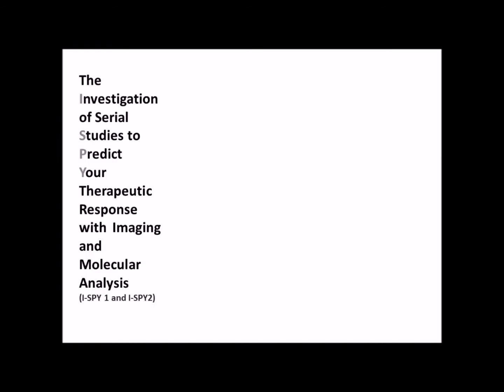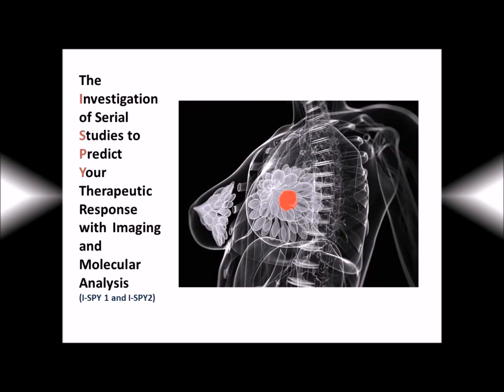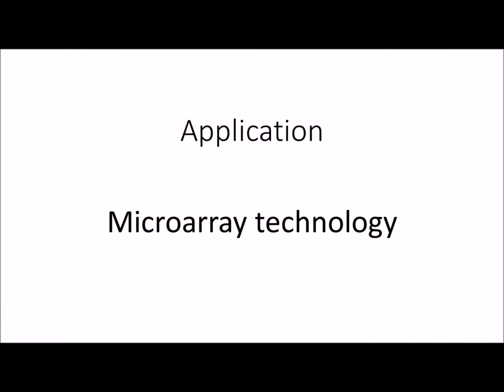The RPMA is also applied in serial studies to predict therapeutic response with imaging and molecular analysis, which are known as I-SPY 1 and I-SPY 2, for patients with stage 2 and 3 breast cancer. The application of this technology basically revolves around the microarray's key features: miniaturization and parallelization.